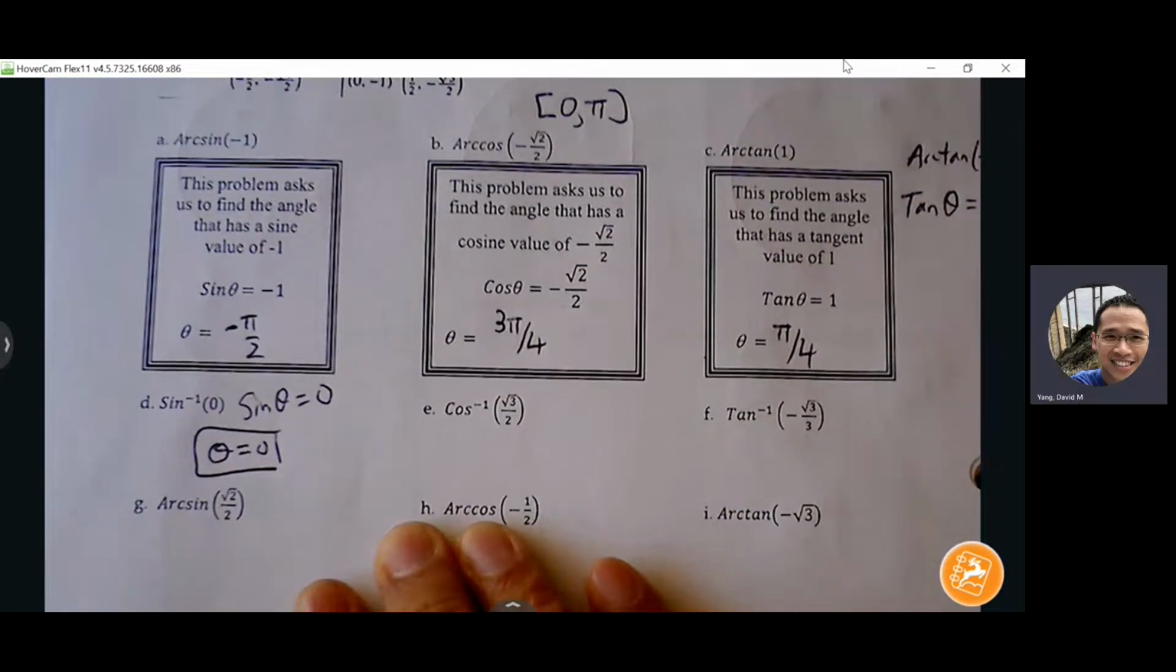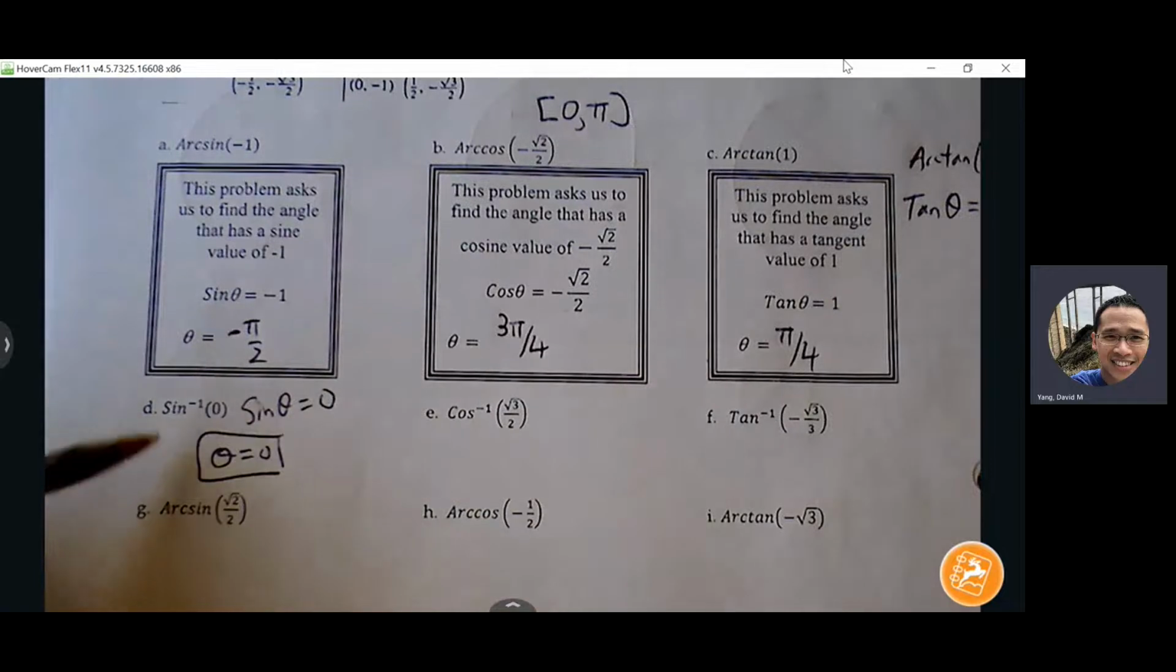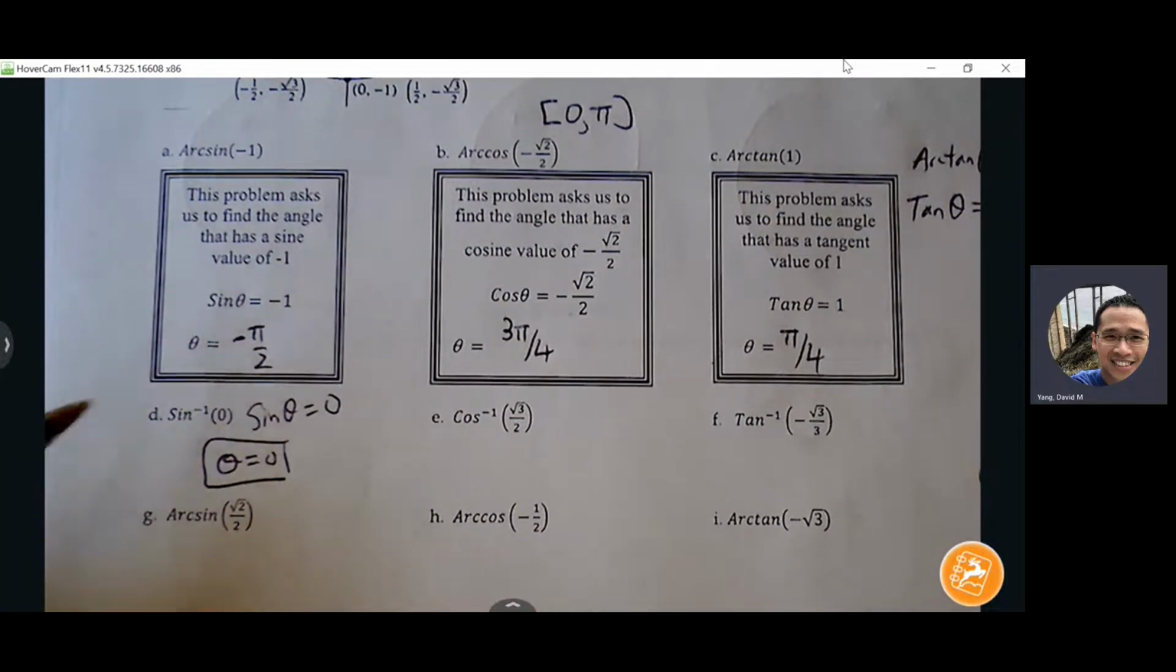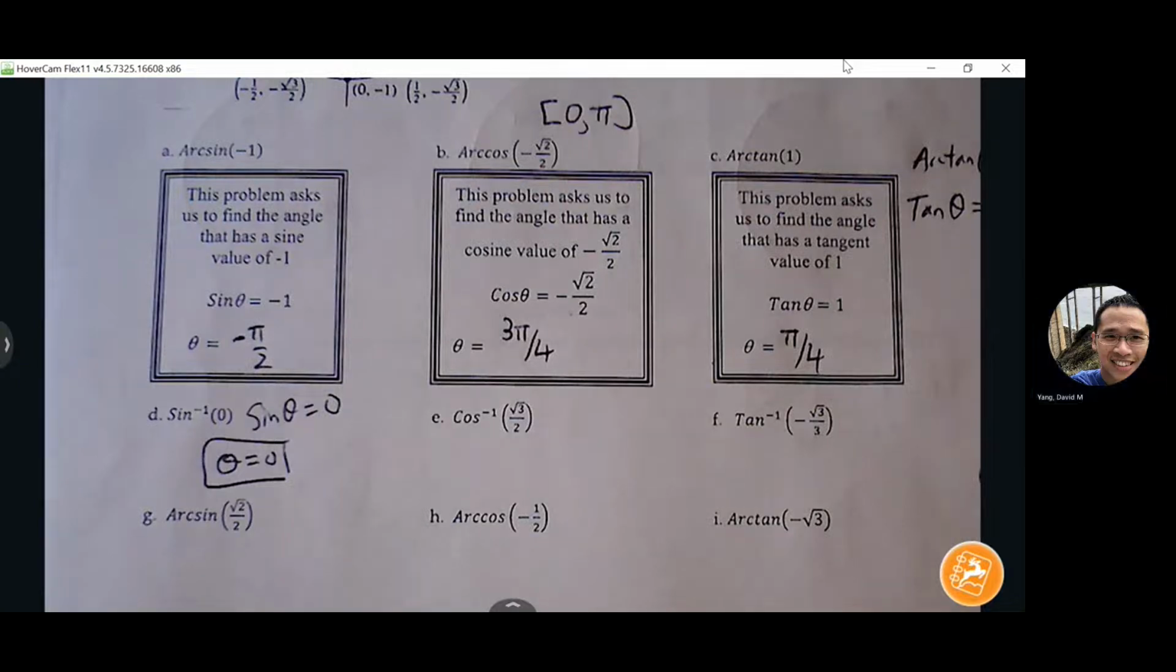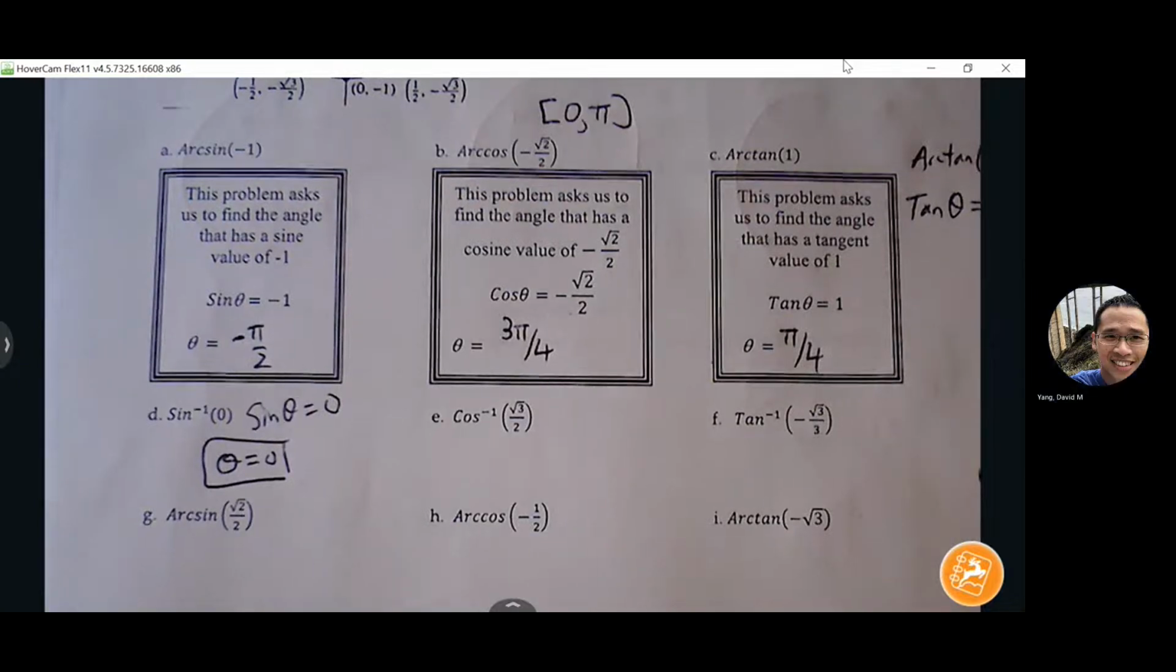Sine negative 1 is the same thing as arc sine. Yes, they are, so that's why you see it twice, so that you're familiar with those notations. They're interchangeable. They both mean inverse.